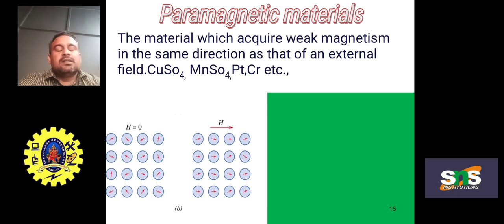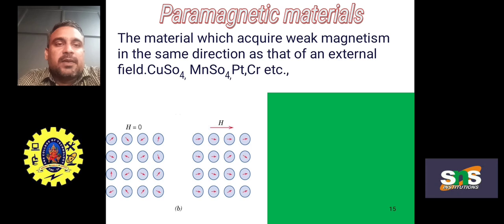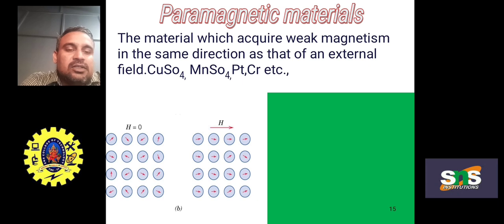Okay, the next one has a permanent magnetic moment. The first example of a material with a permanent magnetic moment is paramagnetic materials. These are materials which acquire weak magnetism in the same direction as that of the external field. In the first diagram, without field, H equal to 0, the electron spin alignment is in random directions. In the second diagram, the field is applied from left to right, so the electrons will align parallel to the applied field direction. Almost 70 or 80% of the electrons move towards the applied field direction.